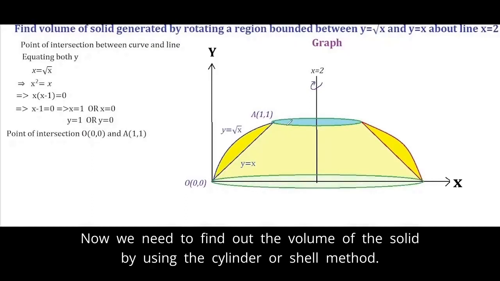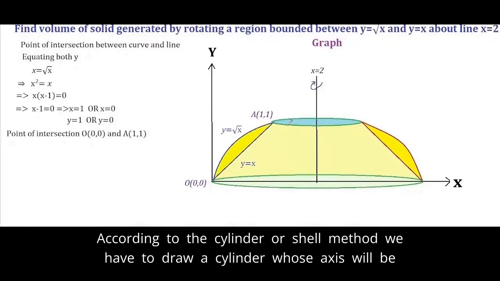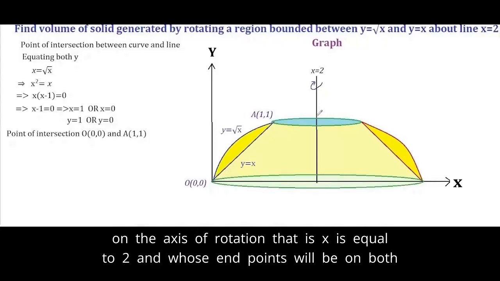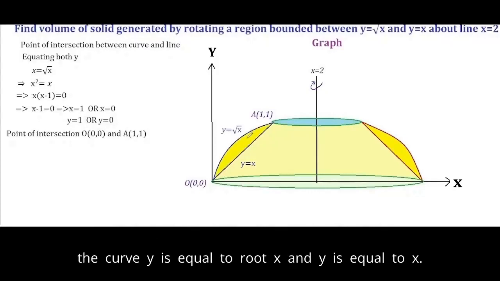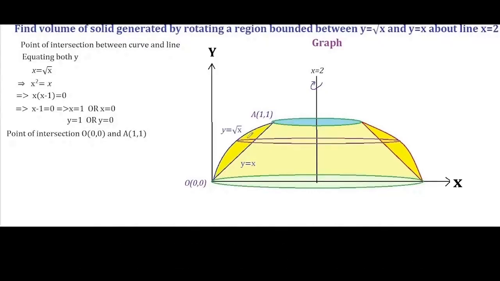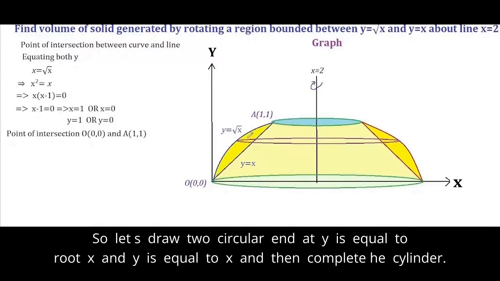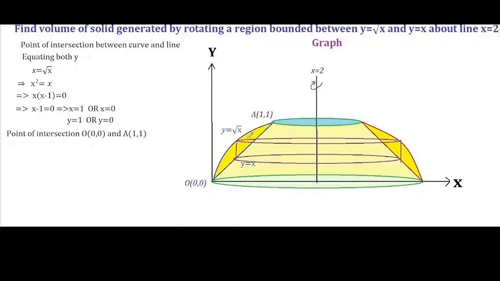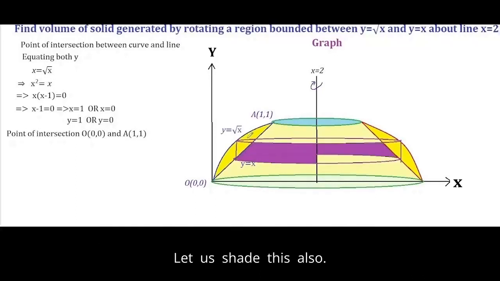Now we need to find the volume of the solid by using the cylinder or shell method. According to the cylinder or shell method, we have to draw a cylinder whose axis will be on the axis of rotation, that is x equal to 2, and whose endpoints will be on both the curves y is equal to root x and y is equal to x. So let's draw two circular ends at y is equal to root x and y is equal to x, and then complete the cylinder. Let's shade this also.